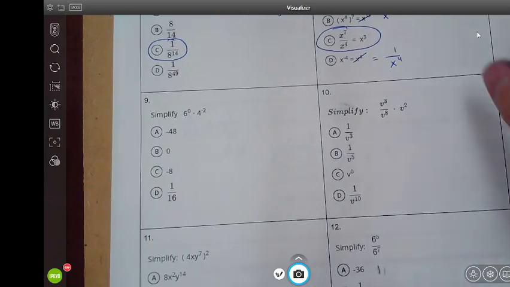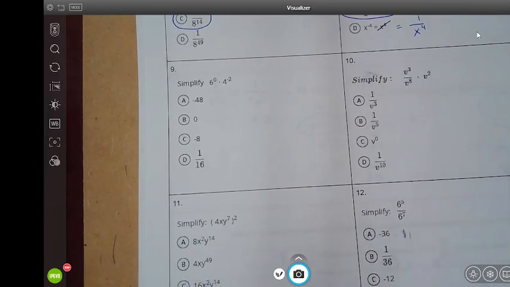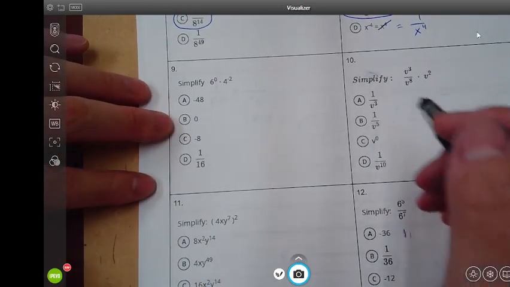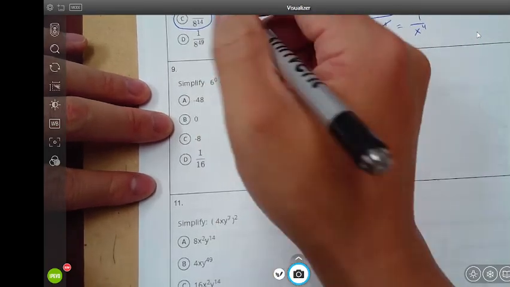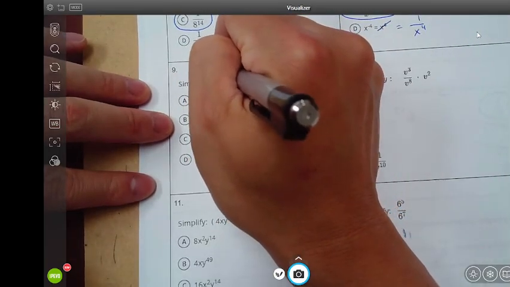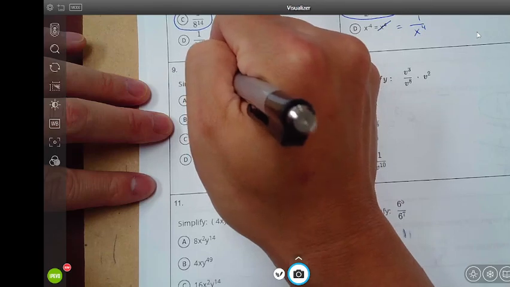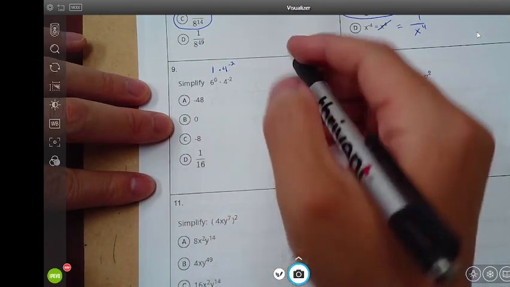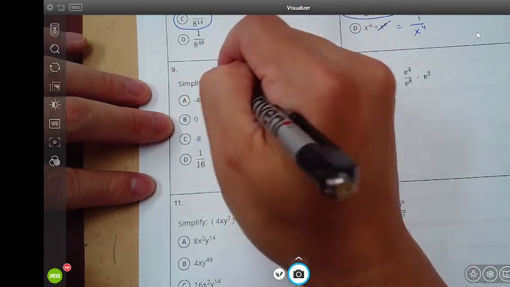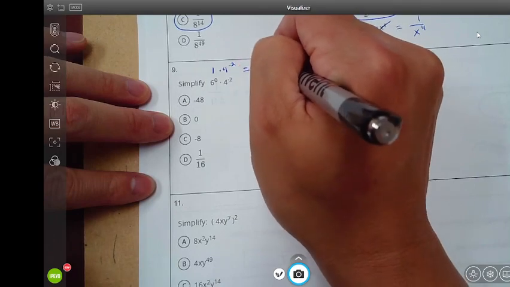All right, number 9, 6 to the 0 times 4 to the negative 2. Remember, anything to the 0 is 1. This is 1 times 4 to the negative 2. Well, anything times 1 is going to be itself. So this is just 4 to the negative 2.